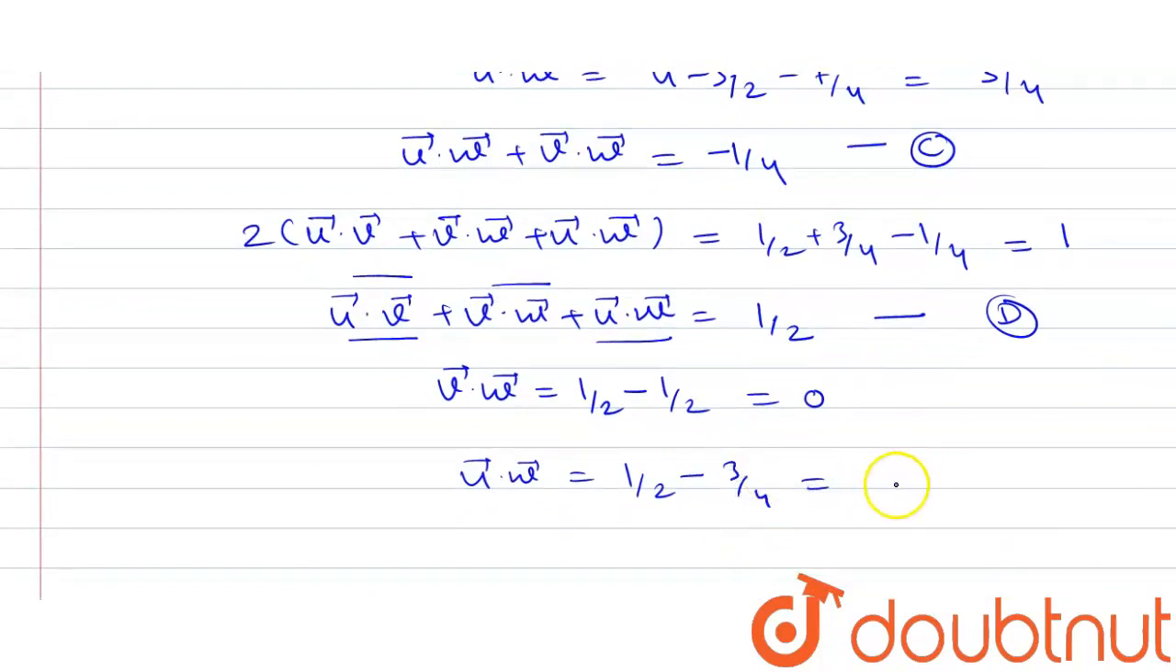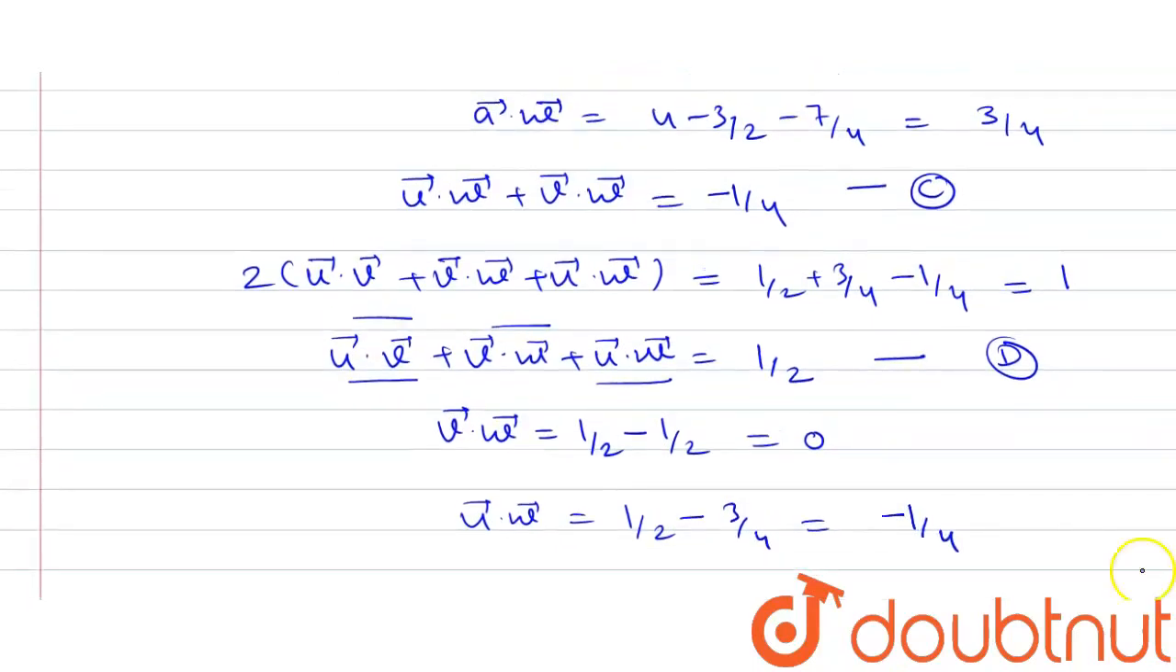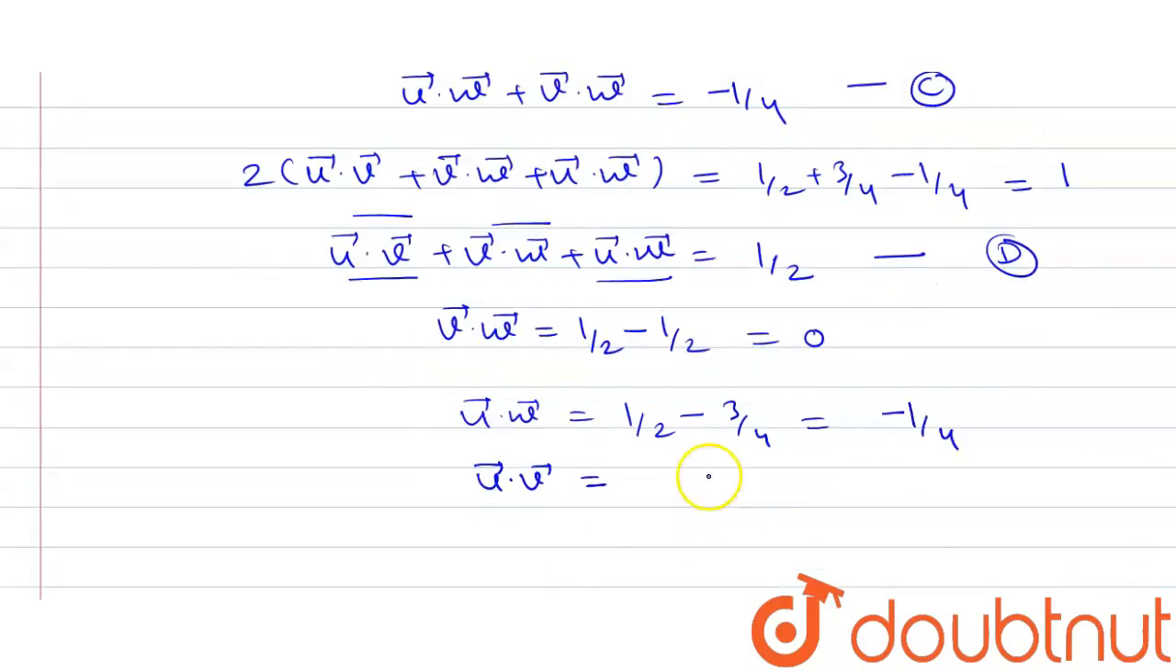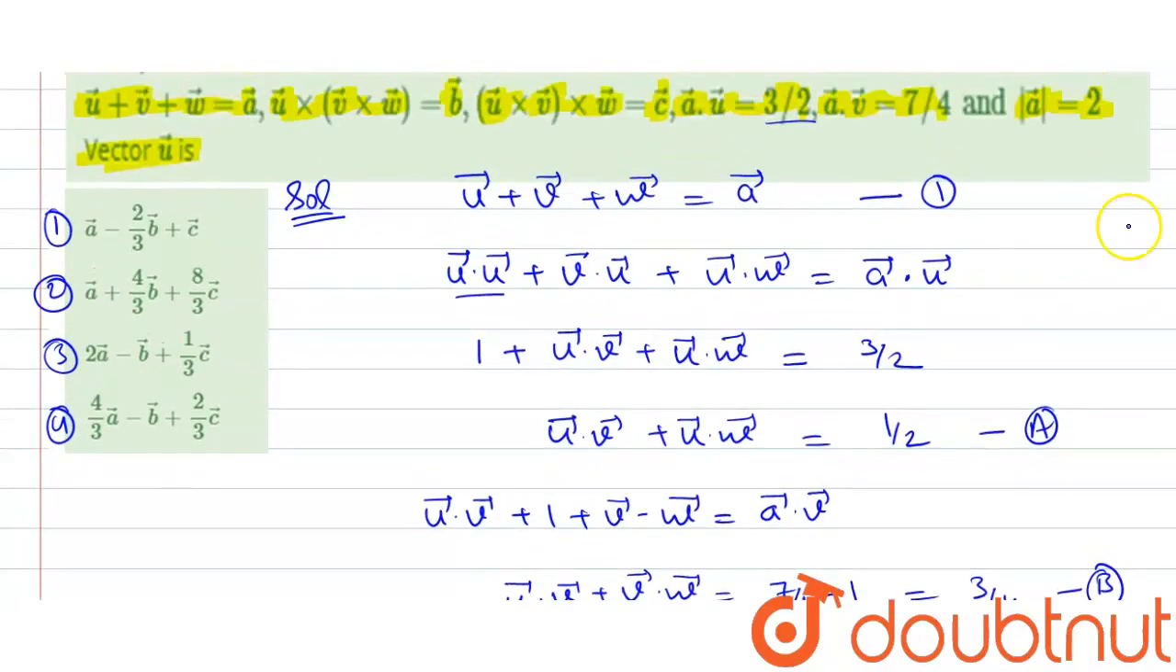1/2 - 3/4 - 3/4, so here it will come out to be -1/4. Now subtract C, so uw and vw will cancel out, so you will get u vector dot v vector, which is equal to 1/2 - 1/4 and 1/2 - (-1/4), which is equal to 3/4. Okay, 3/4.